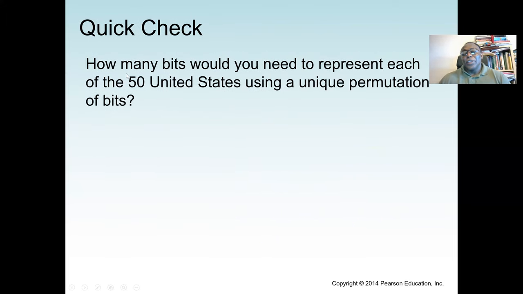And then there's a quick check here. The question is: how many bits will you need to represent each of the 50 states using a unique permutation of bits? If I'm going to represent the 50 United States, 2 to the power 4 is 16, which is too small. I need a value that is at least 50 or a little bit over. 2 to the power 5 is 32, which is not good, but 2 to the power 6 is 64. Okay, 64 is good because it is greater than 50. Going from 2 to the power 5 to 6, 50 falls between the two, so we use 2 to the power 6.